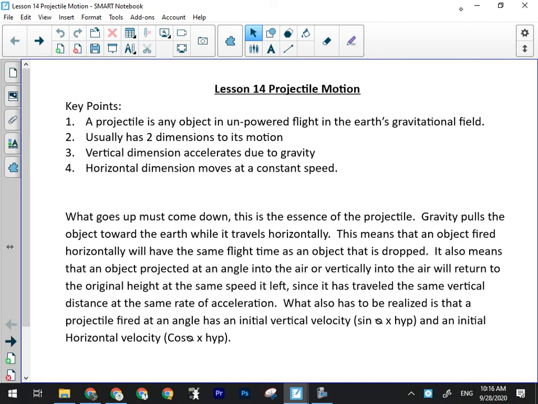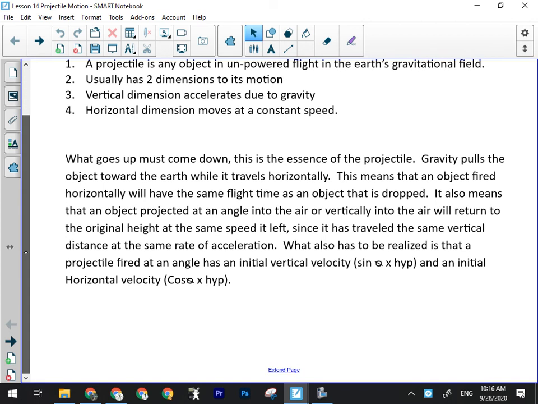So the essence of a projectile is this: what goes up must come down. Gravity is always going to bring things back to Earth.